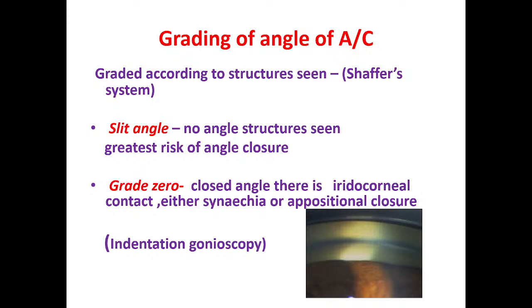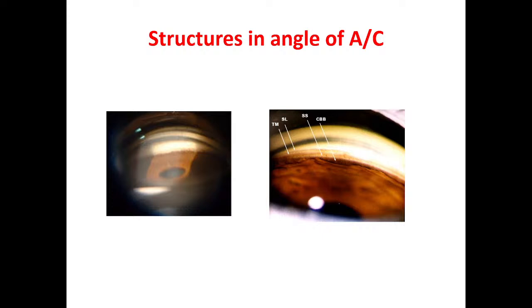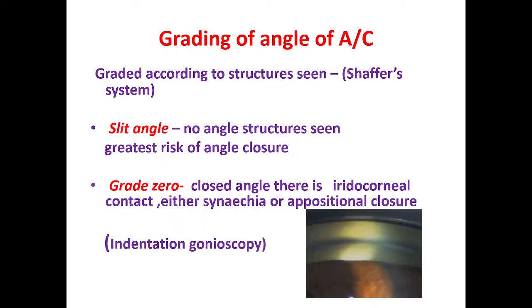So can you see this structure? Here nothing is visible. I showed you the diagram in which all four structures were visible. Now in this diagram nothing is visible. You cannot see anything. Can you see any structure in the angle? Nothing is visible in this angle, whereas in the angle I showed you, all the structures were visible. On gonioscopy all structures are seen, a wide open angle, but in this diagram nothing is visible. So it's a narrow angle. It's a grade 0 angle. So it's a closed angle because there is iridocorneal contact.